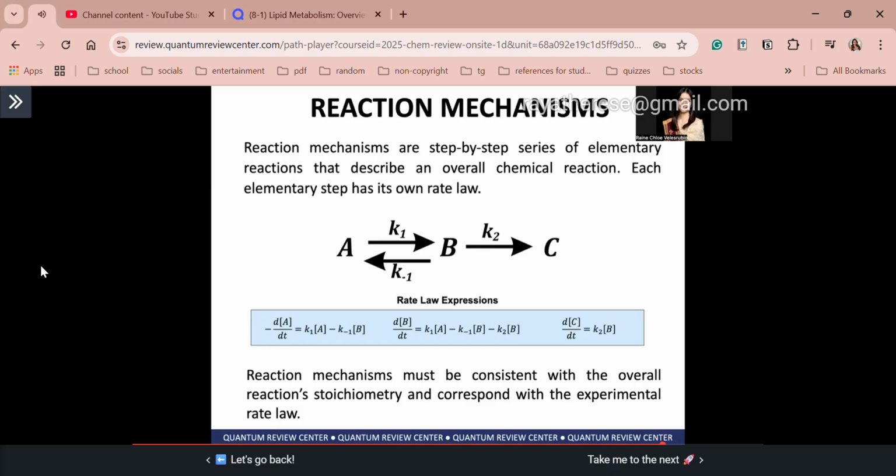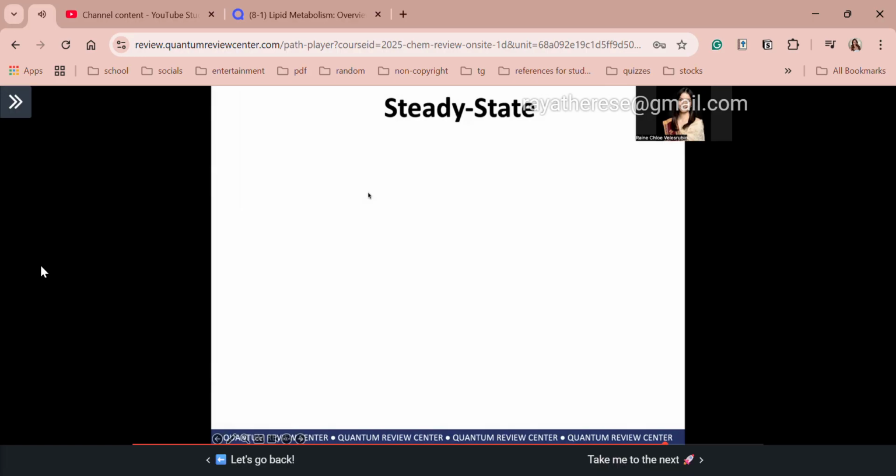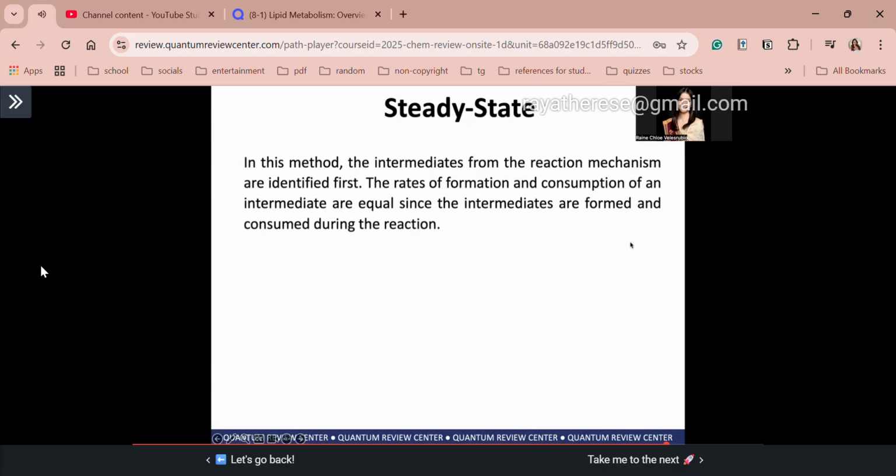So, ang goal natin dito, guys, is to use approximation methods in order to ensure that the reaction mechanisms are consistent with the overall reaction stoichiometry and that the reaction mechanism corresponds with the experimental rate law. Okay? So, one common type of approximation method is the steady state approximation method. In this method, the intermediates from the reaction mechanism are identified first.